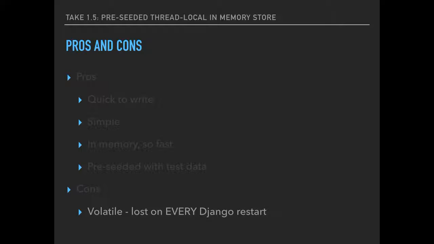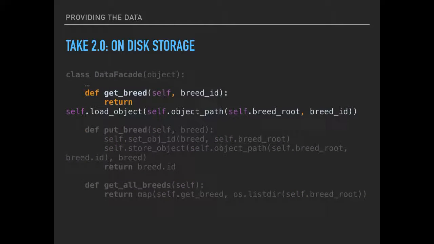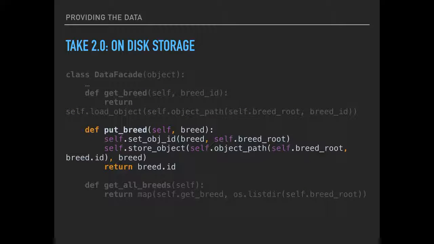So the next implementation, I'm just going to be storing this on disk instead of in memory. So it's slightly different, but it has the same interface. Now if I want to get an object, I call this load object method and pass it the generated object path. If I want to put an object into it, again it sets the object ID and then writes it to some generated object path.